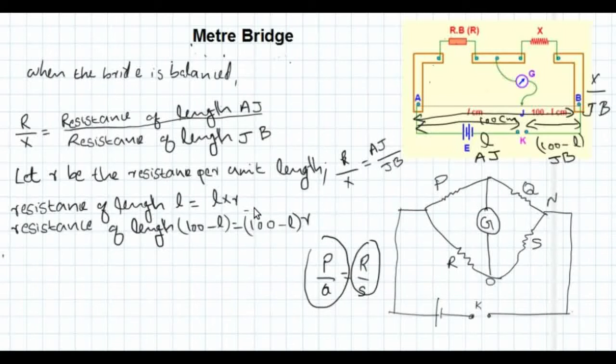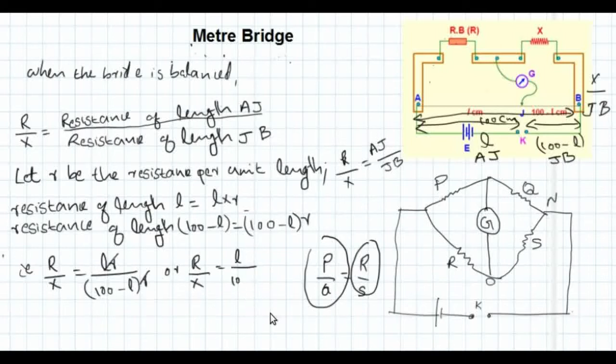So L r is the resistance of the length AJ, and 100 minus L into r is the resistance of the length JB. Therefore, the previous equation can be written as R by X is equal to L r divided by 100 minus L into r. Now these two r's will be cancelled. Therefore, we can write R by X is equal to L by 100 minus L, which is the balancing condition for the meter bridge.